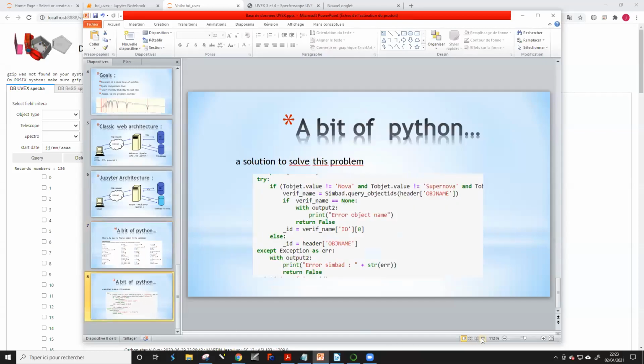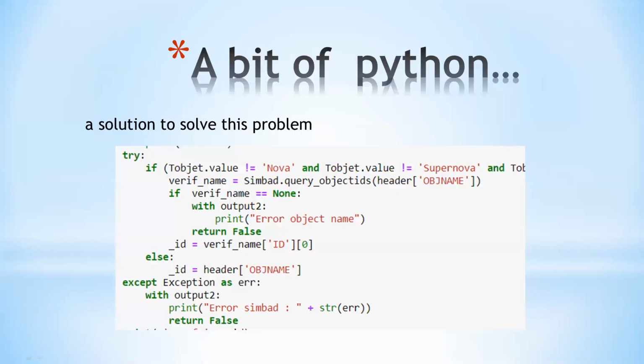Ici. Sorry. This part of the code concerns the verification of the identification of an object before entering the spectrum in the database. Firstly, this code concerns only the stars, and therefore, for the other objects, supernovae, comets, etc., there is no verification of designation, and I keep the designation of the FITS header.